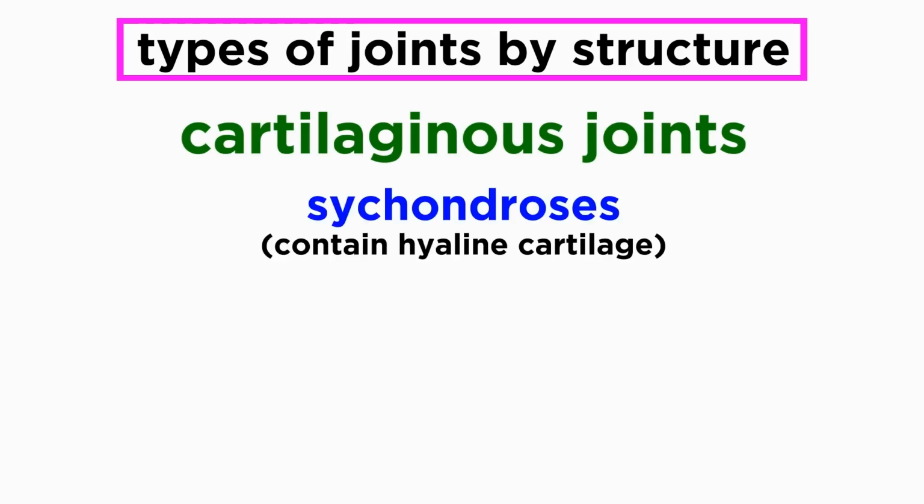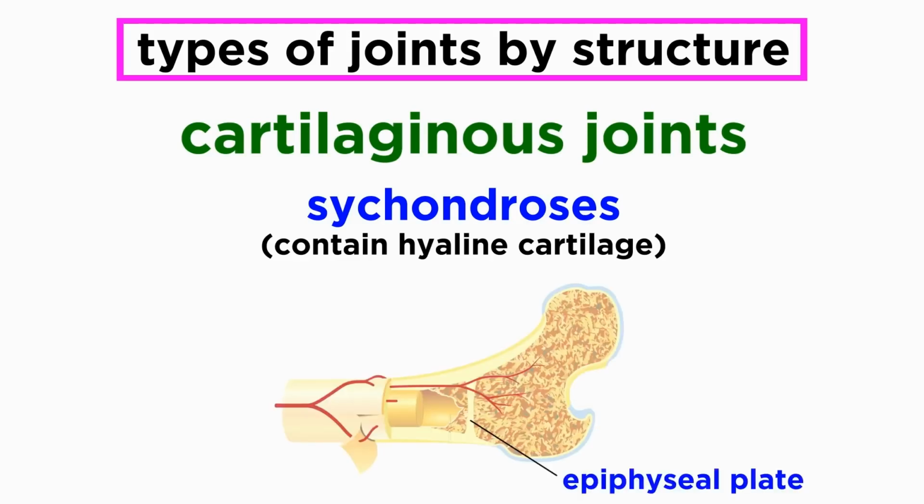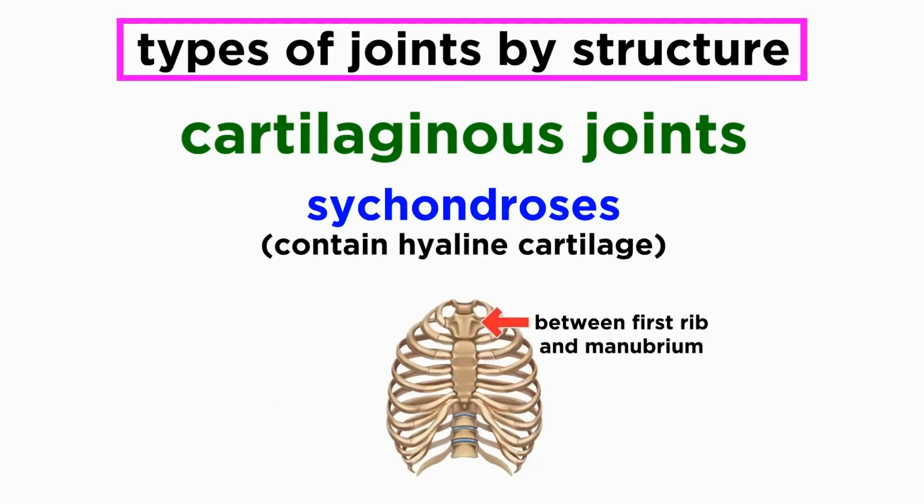The first are synchondroses, which contain hyaline cartilage. Before, we mentioned the epiphyseal plate in long bones of children, which allow for bone growth, and that is an example of this type of joint. The first rib also has one of these between the costal cartilage and the manubrium of the sternum.